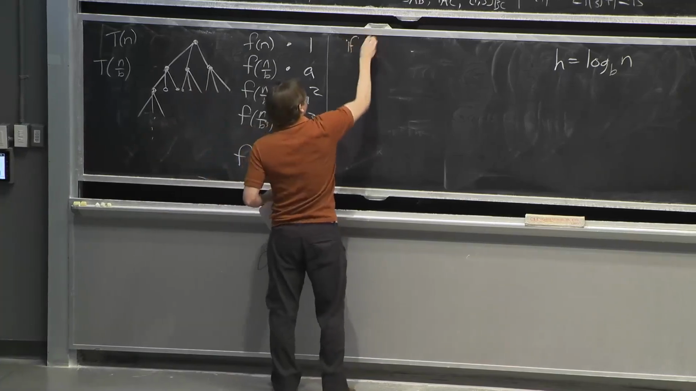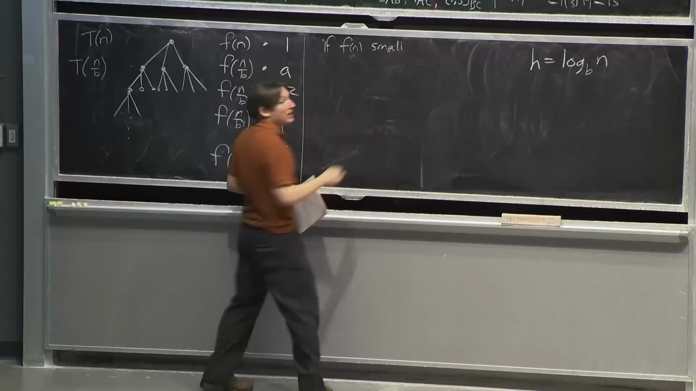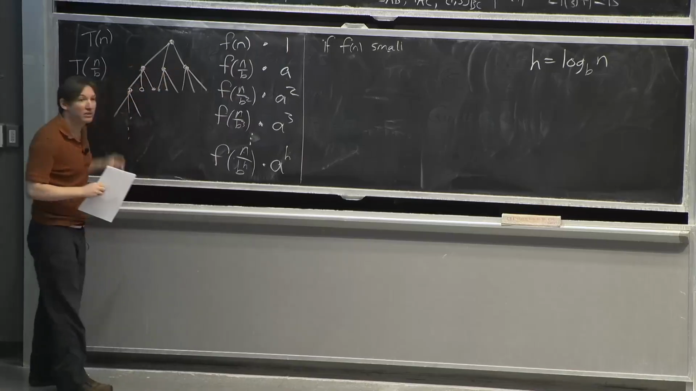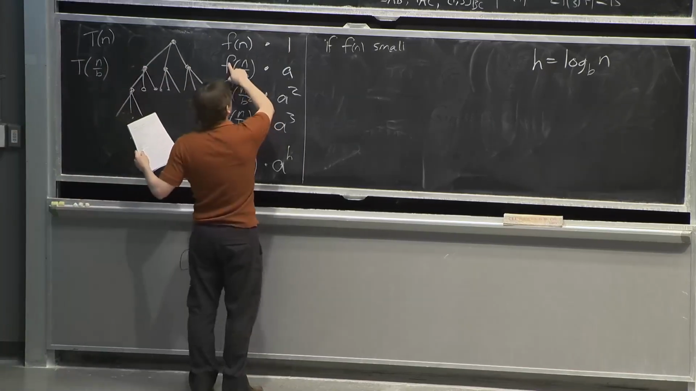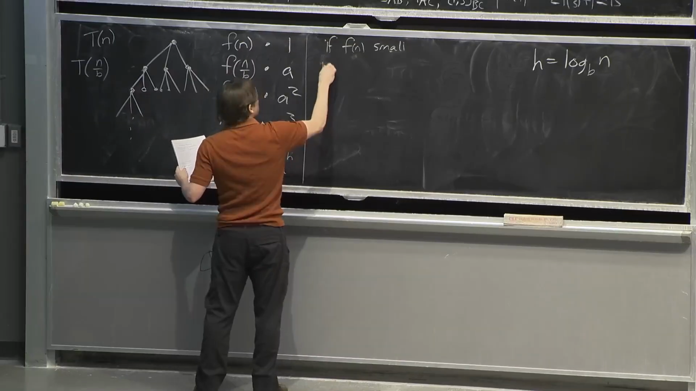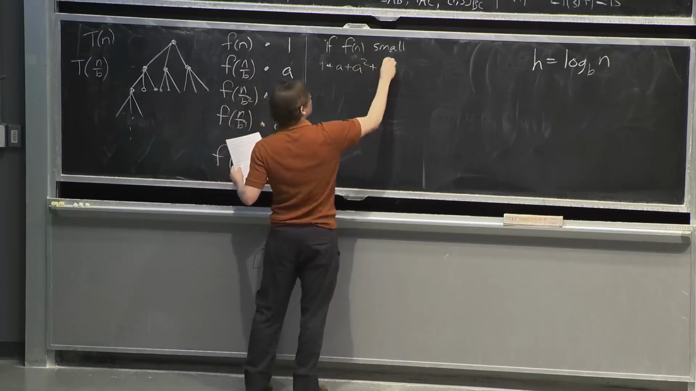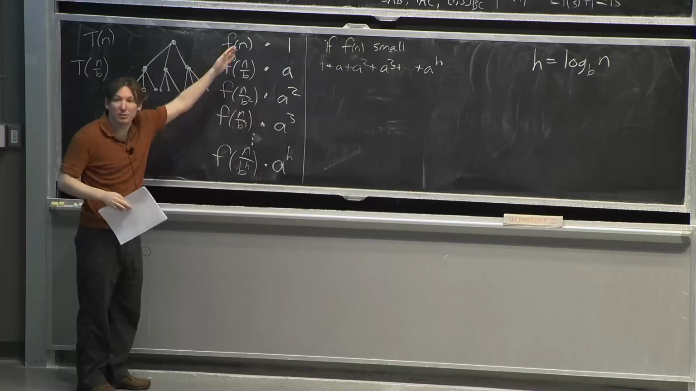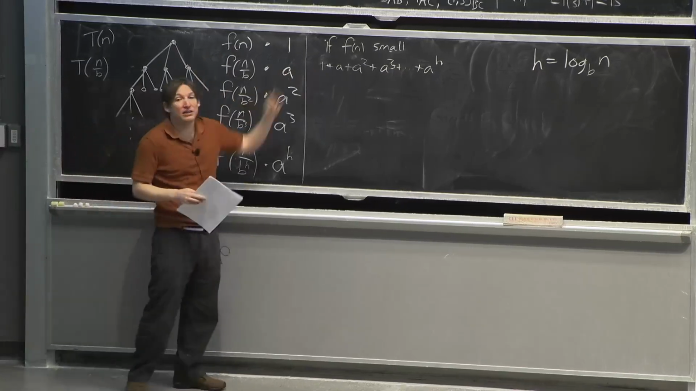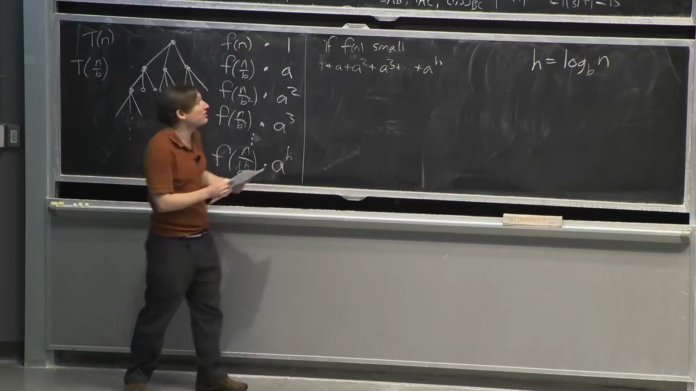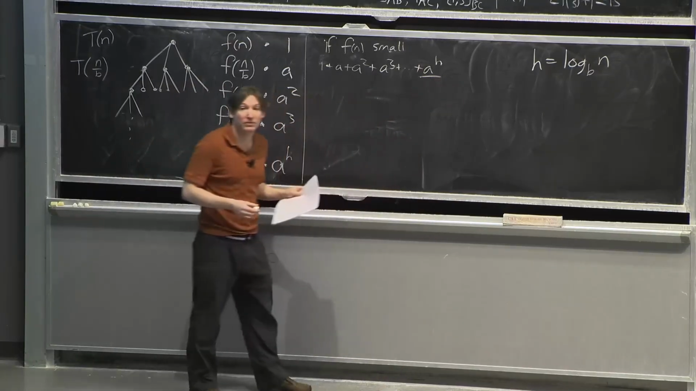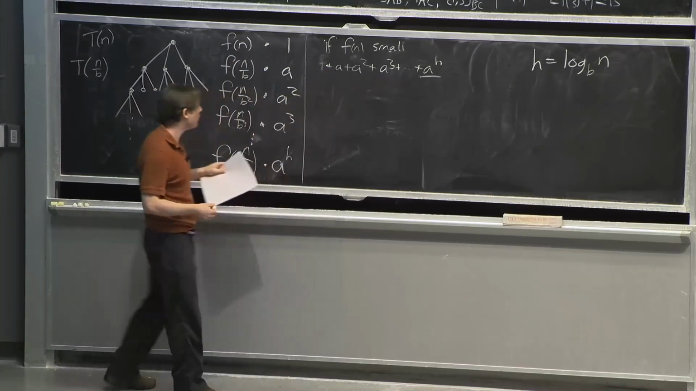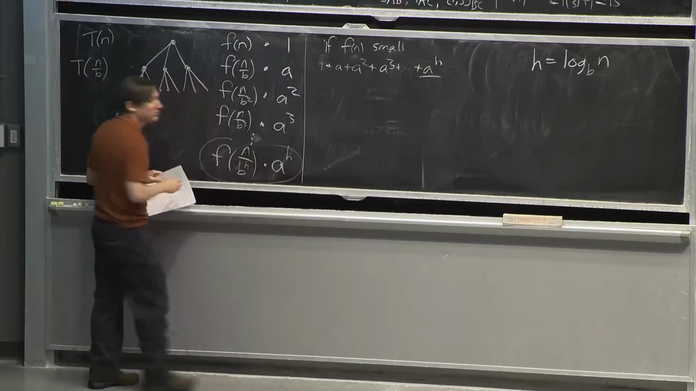If f(n) is small, imagine in the extreme case f(n) is just 1. There's only a single step to do at each of these nodes. Well, then our runtime looks like 1 plus a plus a squared plus a cubed, plus a to the h. If the f's are insignificant compared to the a's, then our sum is basically this. And this is a geometric series, which is basically as big as a to the h itself, up to constant factors and lower order terms. But basically it's saying if f(n) is small, then this last term dominates the whole sum.